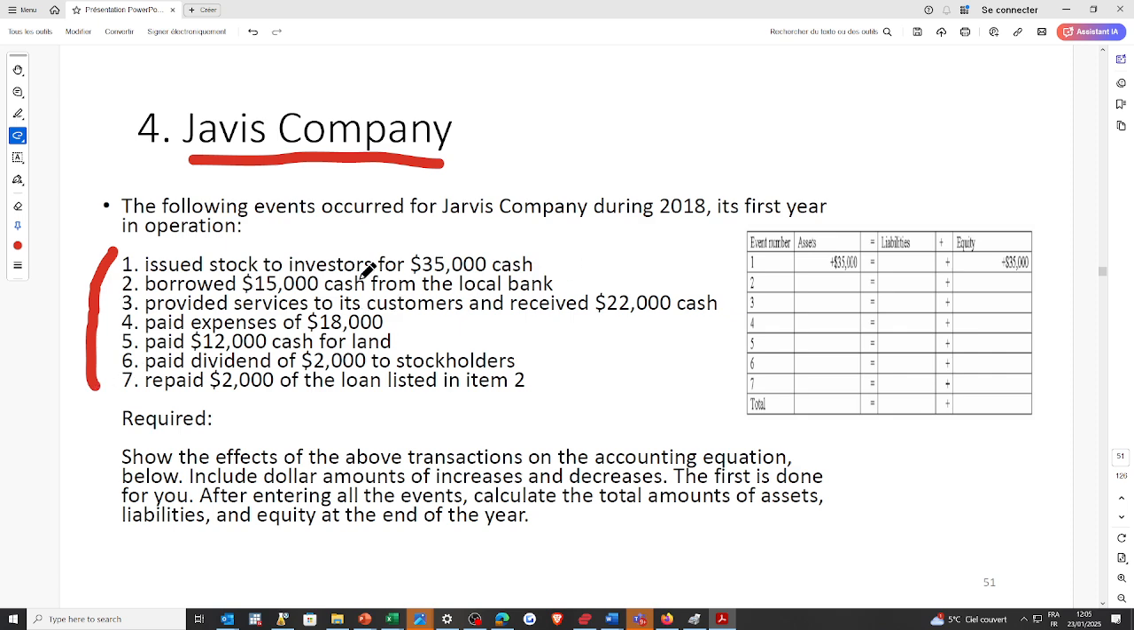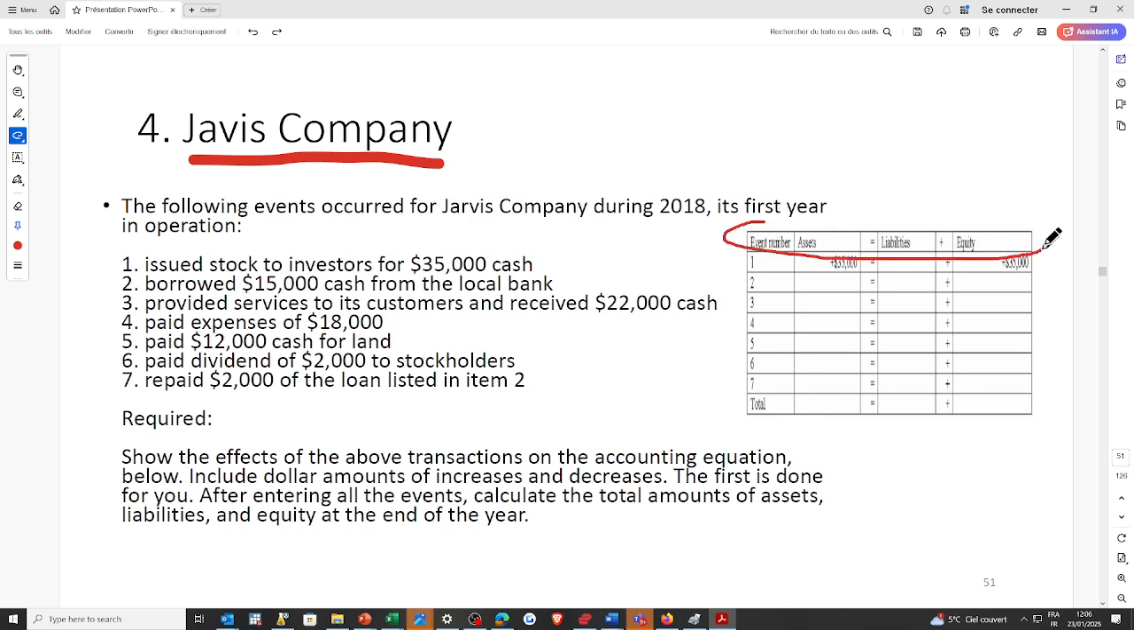So you can look from here that these are very common transactions, right? Not much difficult, not much complicated. But what is the job? For each transaction you have to show the effect of this transaction on the accounting equation. It means that asset equals liability plus the owner equity.